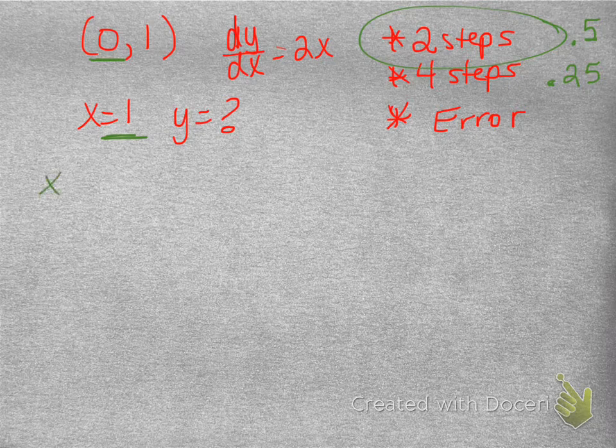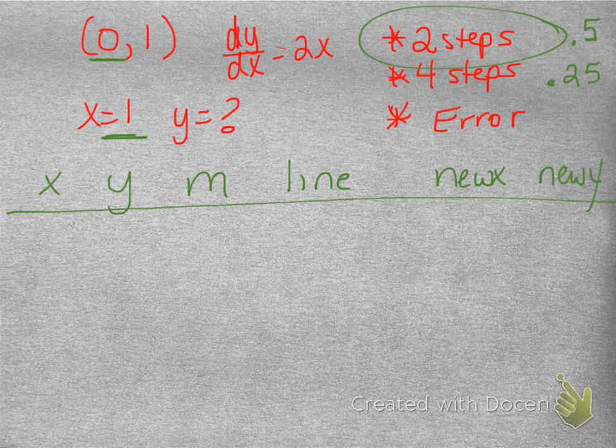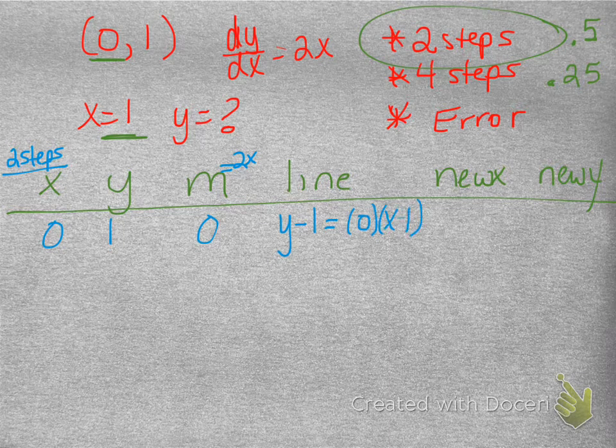Alright, so I start off with this table. And we're going to do the 2 steps first. 0, 1. The slope is the 2x. So I'm just plugging in x in there. You don't have to plug in the y because it's just 2x. That's what they tell you dy/dx is. So then your line is y minus y1 equals m times x minus x1.